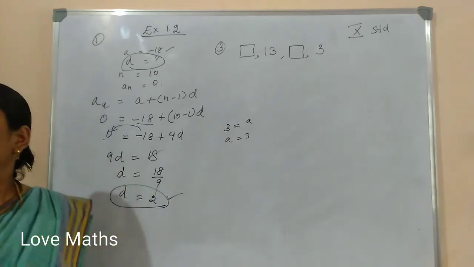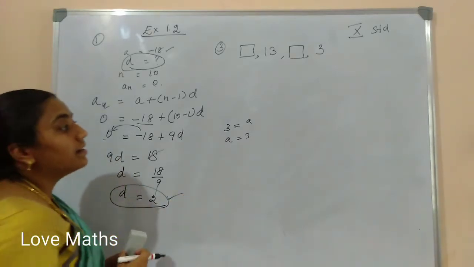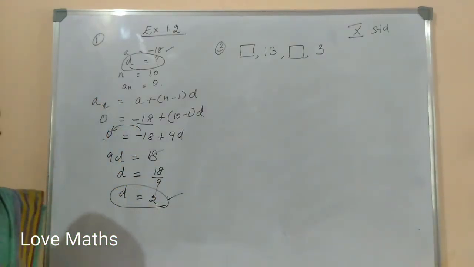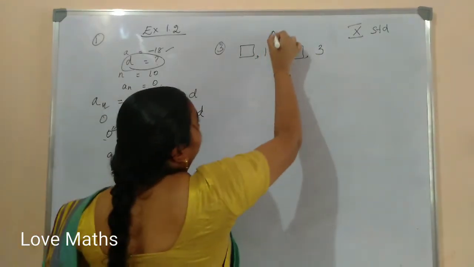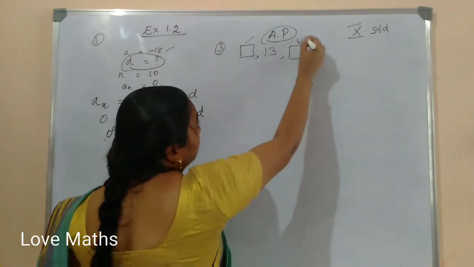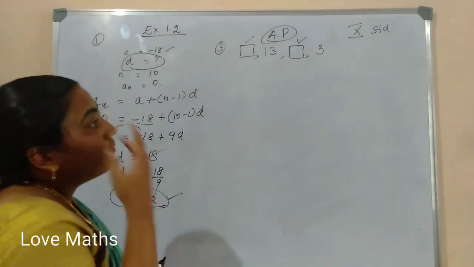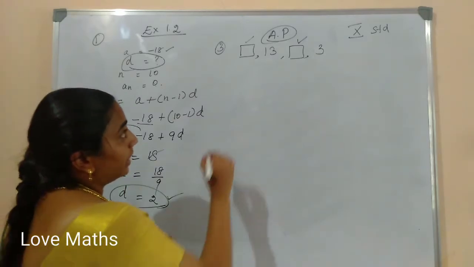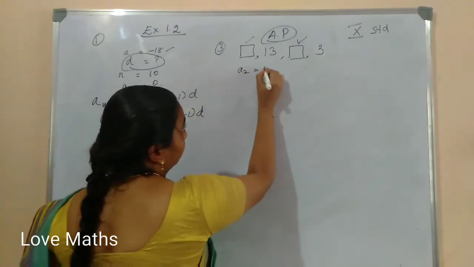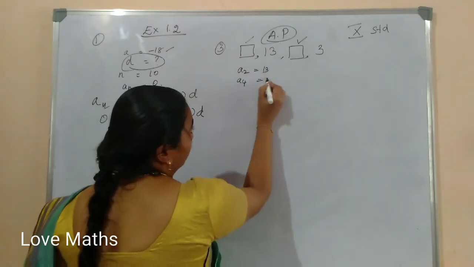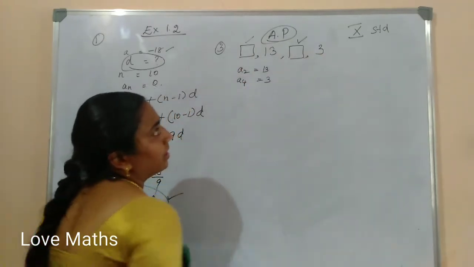Next, another sum. The same exercise, third one. You have to fill this box. It is the arithmetic sequence. It is the arithmetic progression means you should find this term and this term. So the first term I don't know. Second term is 13. So the second term we denote as A2. Third term I don't know. Fourth term is 3. I think it is decreasing order.